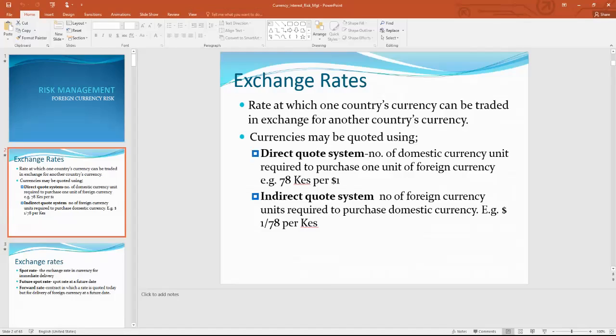Then you can have a case where we say that 1 Kenyan shilling is equal to 1 over 108 of a US dollar. That is where the local currency, in this case the Kenyan shilling, is the 1 unit, and we refer to that quotation as the indirect quotation system. So you have the direct quotation system and the indirect quotation system, and both can be given at any point in time.